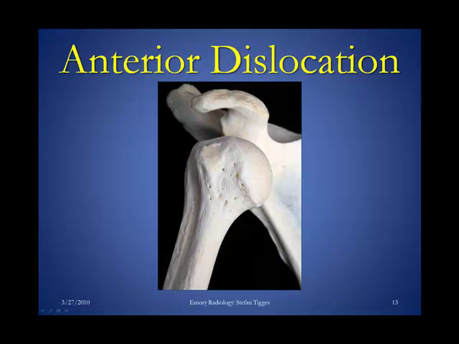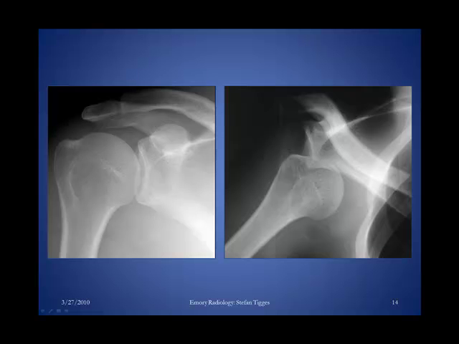Alright, let's talk about some of these dislocations, and we'll start with the anterior dislocation. Most humeral head dislocations are in an anterior direction. Something like 90% of humeral head dislocations are in an anterior direction. Now this is fortunate because these are relatively easy to recognize.